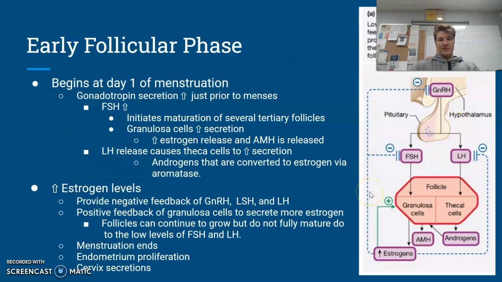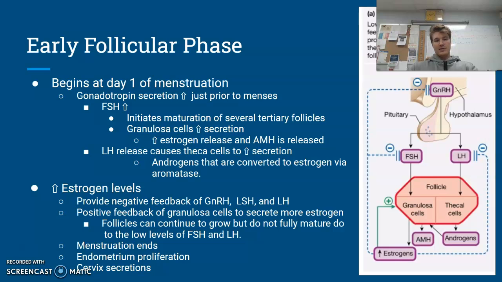Moving on from here, now we have the early follicular phase. This begins after day 1 of menstruation, but just prior to that, we see that gonadotropin secretion increases just prior to menses. With this gonadotropin increase, we're obviously seeing an increase in FSH, which initiates maturation of several different tertiary follicles that will start to grow, and one of these will eventually become the dominant follicle, which will produce the egg that is eventually released into the oviduct.